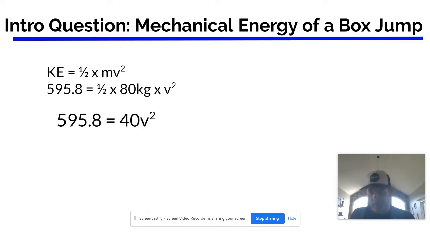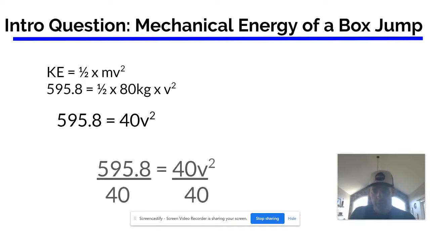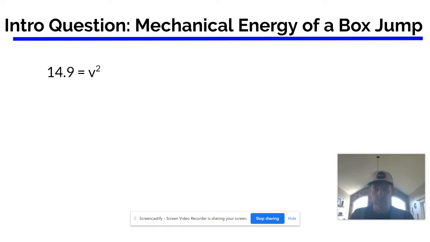We kind of work that a little bit to 595.8 equals 40 times v squared. 1/2 times 80 is 40. We're going to divide both sides by 40 to get velocity squared by itself, because remember, when we solve equations algebraically, the goal is to isolate variables. 14.9 equals v squared. We're going to take the square root of both sides, and that's key.